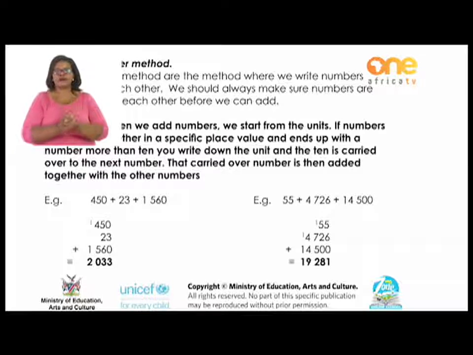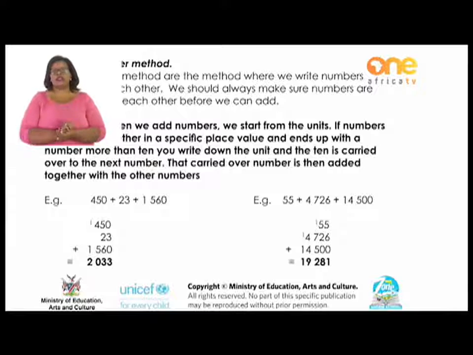55 plus 4,726 plus 14,500. We make sure our numbers are neatly written underneath each other. Units under units, tens under tens, hundreds under hundreds, thousands under thousands, and 10,000s under 10,000s.